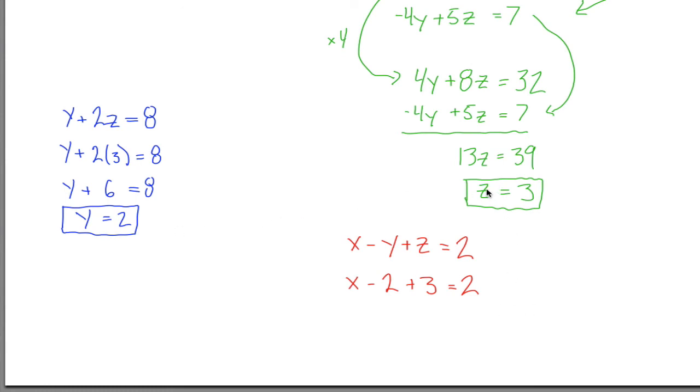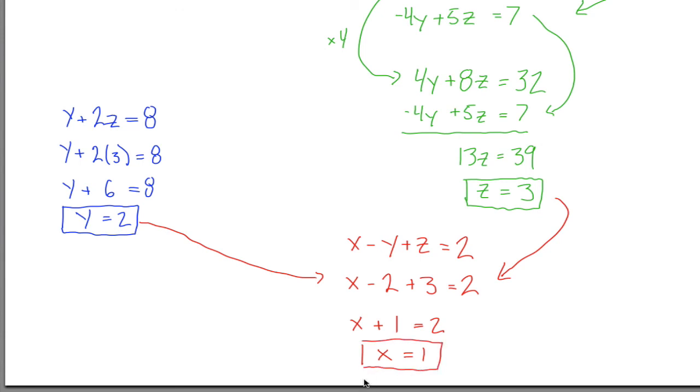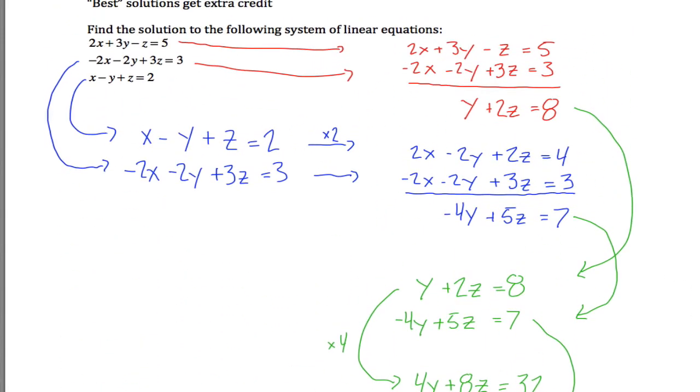So I can plug in my two solutions. And I can solve for x. Negative 2 plus 3. If I combine like terms, I get plus 1. So x plus 1 equals 2. If you subtract 1 from both sides of the equation, you get x equals 1. And now I have solutions to all three of my variables. X is 1, y is 2, z is 3, which is the answer to the problem. So I'm all done with this video.